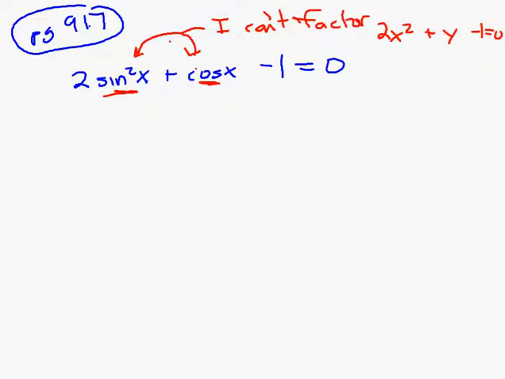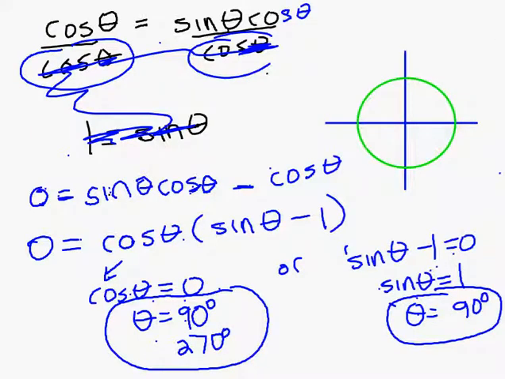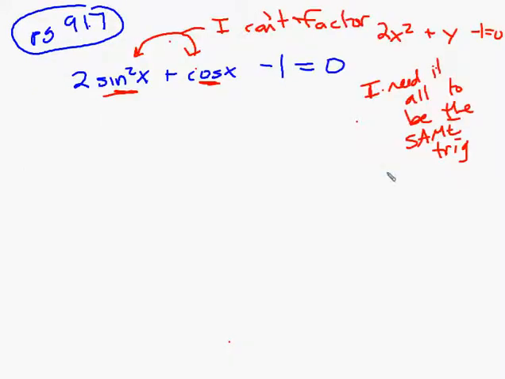So when this happens, I need it all to be the same trig function. Now, last slide, if I go back to there, I had cosine and sine, and I didn't change them because I didn't need to. I was able to factor out this cosine all right without doing anything. But what I'm talking about here is if I can't factor it the way it is, then I need to get it all to be the same trig function. So I'm going to change this one.